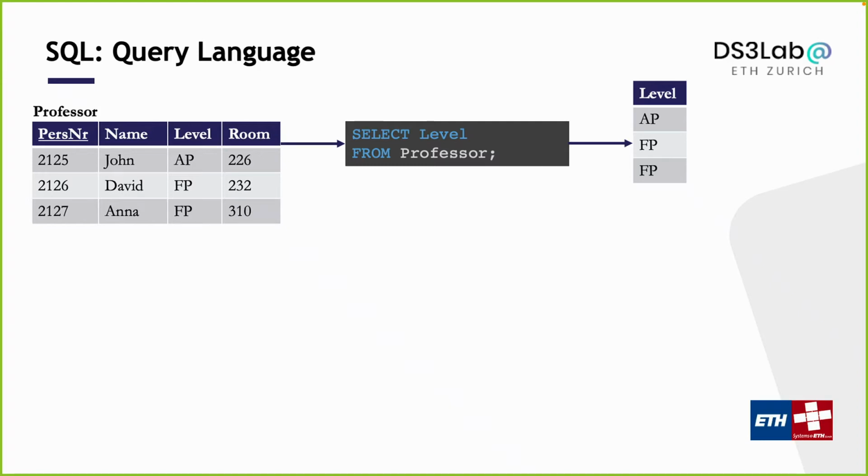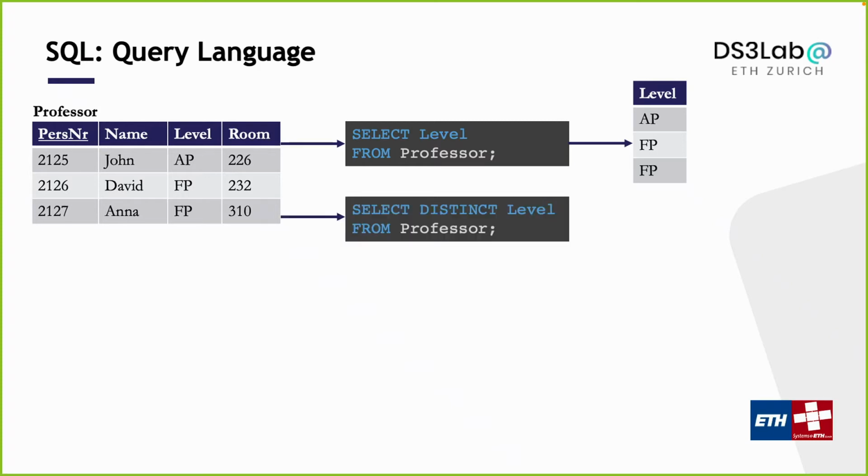What if you want the set? You say, I don't want the bag, I really want the set. An additional keyword you can use is called distinct. You can select distinct level from a table, and this one will actually do the deduplication for you. If you run this query, you are going to have only 2 tuples in the answer. Okay, makes sense?